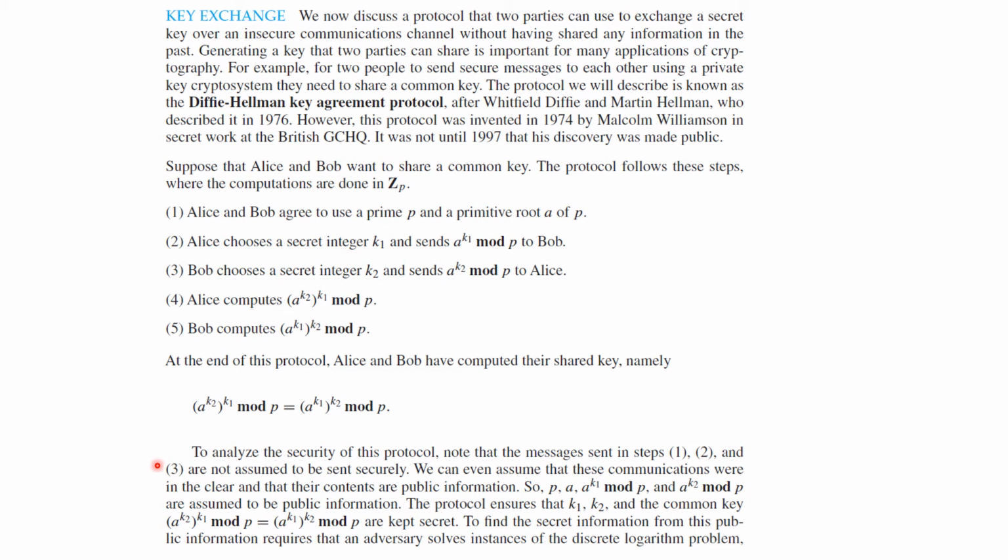To analyze the security of this protocol, note that the messages in steps 1, 2, and 3 are not assumed to be sent securely. We can even assume that these communications were in the clear and the contents are public information. So people know this and they know this, but the protocol ensures that k1, k2 and the common key are secret. To find the secret information, an adversary, someone trying to break the code, must solve instances of the discrete logarithm problem, which is very hard.